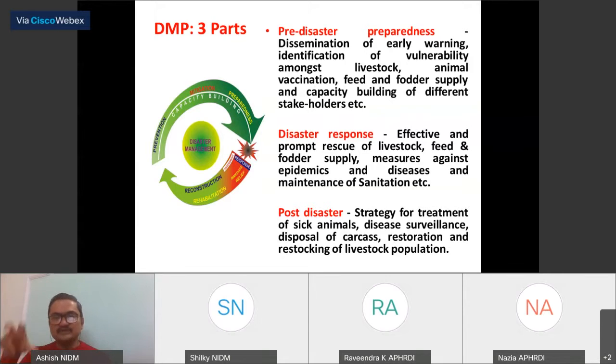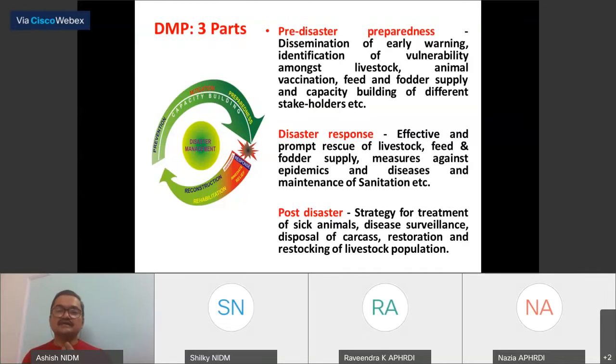Then during the time of impact, when we go for response, this plan talks about effective and prompt rescue of livestock, feed and fodder supply, and also measures against epidemics of any kind, like this pandemic we are presently going through, and diseases that spread in animals during times of crisis, and how to maintain sanitation measures in the times of crisis.